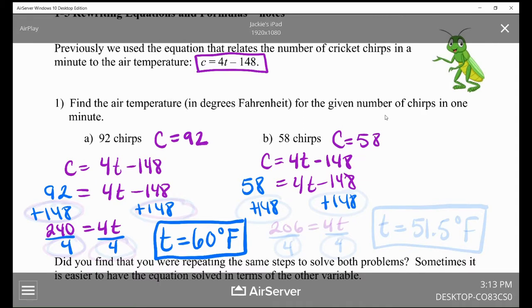58 plus 148 is 206. So 206 equals 4 times T. To solve, we'll divide both sides by 4. So the temperature when we hear 58 chirps in 1 minute would be 51.5 degrees Fahrenheit.